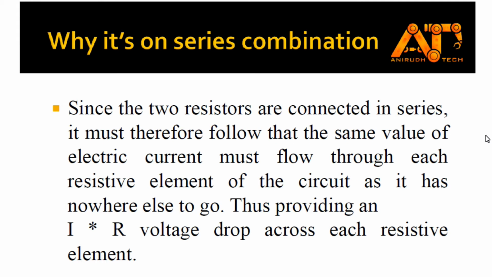Now, why it only works on series combination? Since the two resistors are connected in series, it must therefore follow that the same value of the electric current must flow through each resistive element of the circuit as it has nowhere else to go, thus providing a voltage drop across each resistive element.